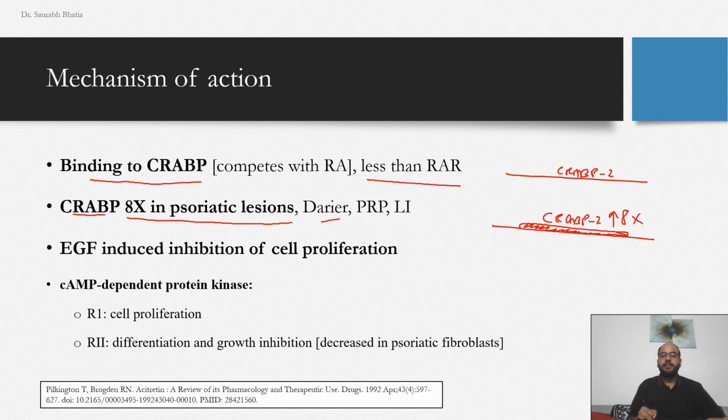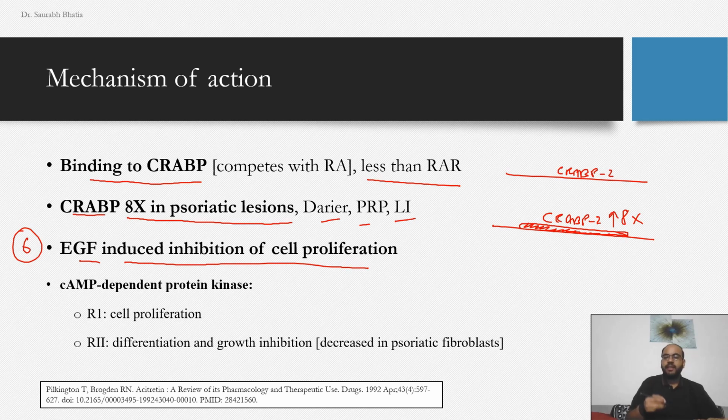Other disorders like Darier disease, PRP, and lamellar ichthyosis also have increased amount of CRABP2, and that is why acitretin has shown good improvement in these disorders. Other is epidermal growth factor induced inhibition of cell proliferation. So this is the sixth mechanism. Normal EGF inhibits the cellular proliferation in the formation of new keratinocytes. So if EGF is not working properly, the keratinocytes can divide unhindered, unstopped, and because of that, you can have altered keratinization.